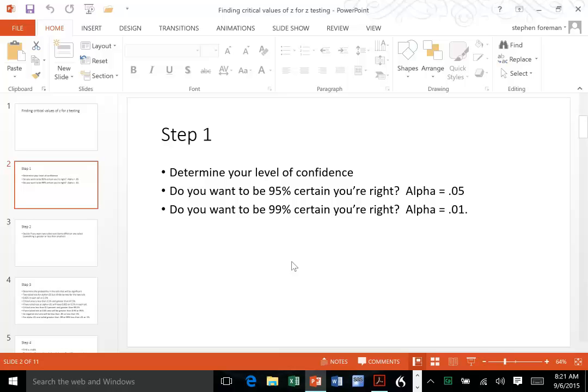Do you want to be 95% certain you're right? If so, we'll fix alpha at 0.05. If you'd like to be 99% certain you're right, we set alpha at 0.01.